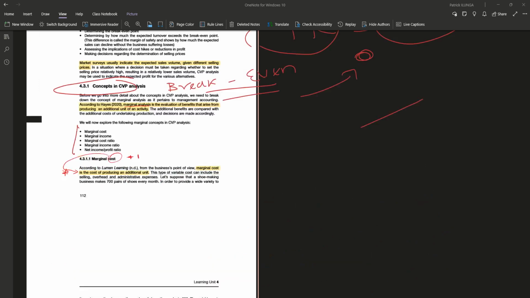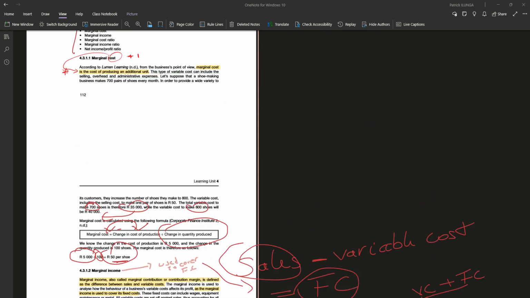Let's then go back to the marginal cost because marginal cost is the cost of producing an additional unit. And this marginal cost is a variable cost, right? And as a variable cost, it includes many other expenses such as selling, overhead, and administrative expenses. In order to make it simple, let's look at an example. And we have an example here of a shoemaking business.